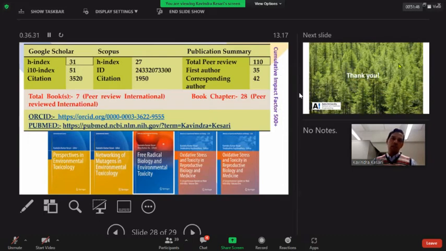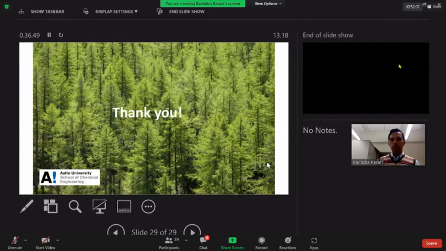Then overall, I have something like 110 papers now or more. I have edited several books. These are some examples of those books, and several other books are coming soon. Okay, so this is all about my presentation.